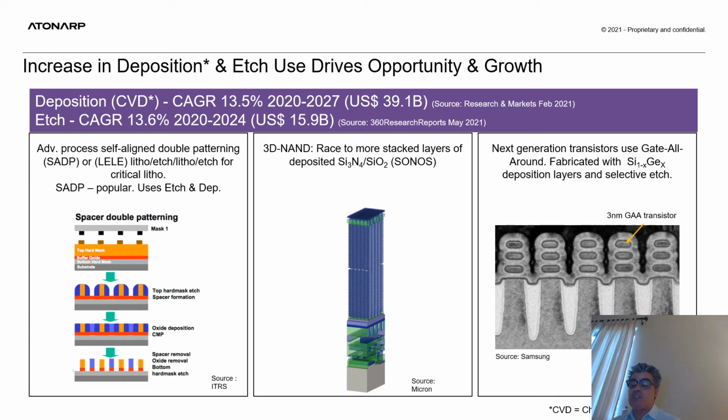Some of the advanced processes in both memory and logic include SADP, or self-aligned patterning for etch and deposition, LELE, which alternates litho and etch, 3D NAND, where up to 178 oxide nitride layers are stacked, such as in the Sonos process. On the logic side, next generation transistors use gate-all-around with silicon germanium deposition and selective etch. In the next set of slides, I will present various use cases where I either present data and or highlight the value proposition from successful deployments of ASTON.